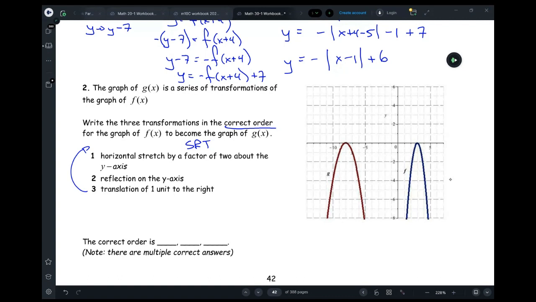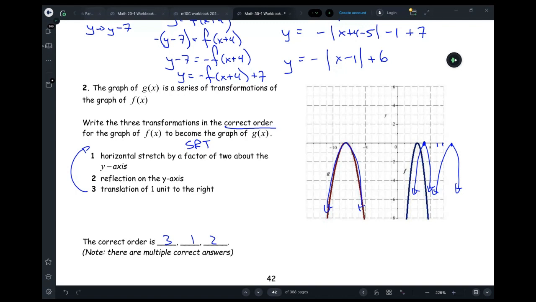So let's translate this thing 1 to the right first. And then let's try a horizontal stretch by a factor of 2. So now I'm at 4 here, so that's going to put us out at 8. So 6, 7, 8, and it's a little off the grid here, but whatever. Then I'm going to reflect this thing about the y-axis. And that's actually going to put it right on top of that. So that actually worked here. So doing this as 3, 1, 2 works.